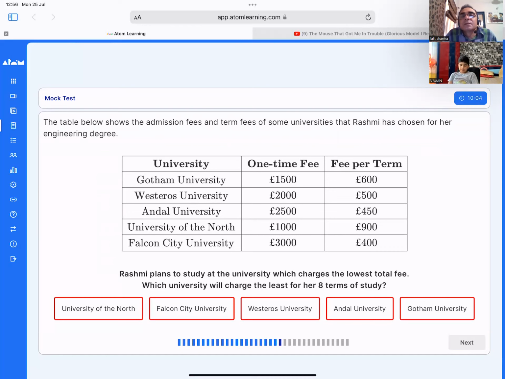Like, let's say the actual number is 6, but then you don't want to do it easily. Then you do 6 times 8, it's 48, but you'll still get the same ranking. It's not like you're losing anything. So the answer to this question is, drum roll, University of the North. Okay. Fine. Next.